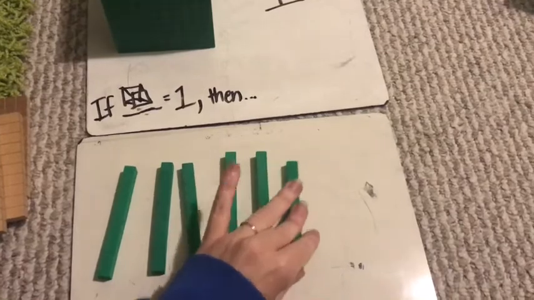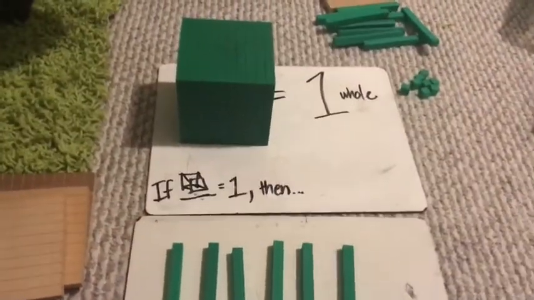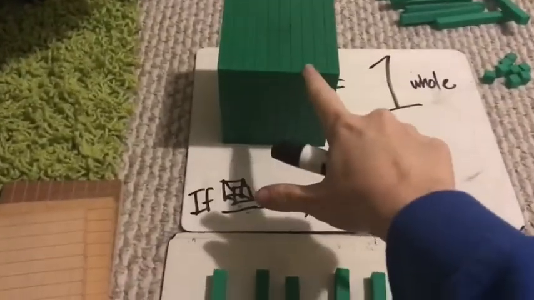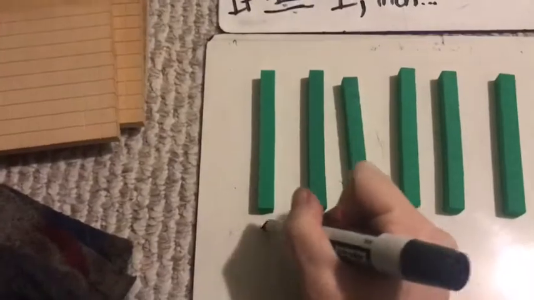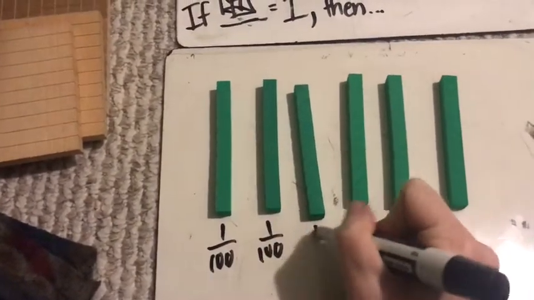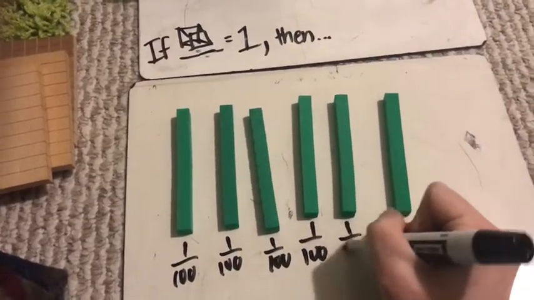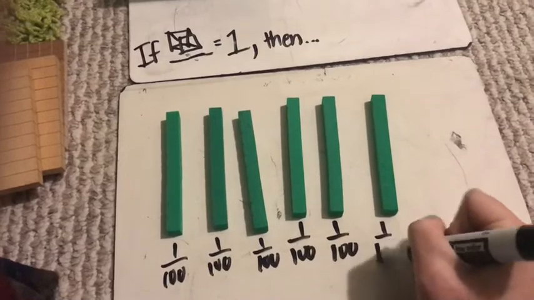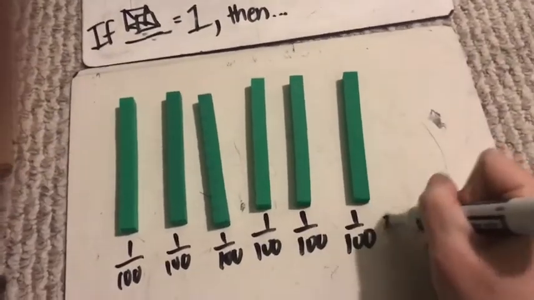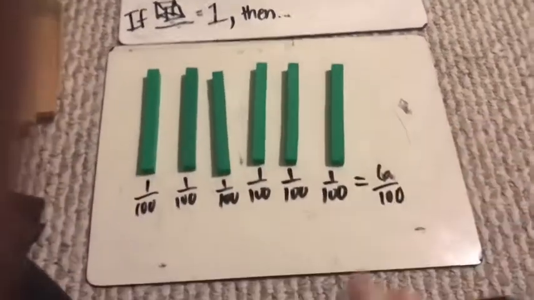So if you had more than just 1 piece, you got to think about what's the value of the single piece first. So if this is one whole, I know this piece fits into this whole 100 times. So this is 100th, and that means all of these are also 100th. So how many hundredths do I have here? I got 1, 2, 3, 4, 5, 6 hundredths, right? So this model would represent 6 hundredths.